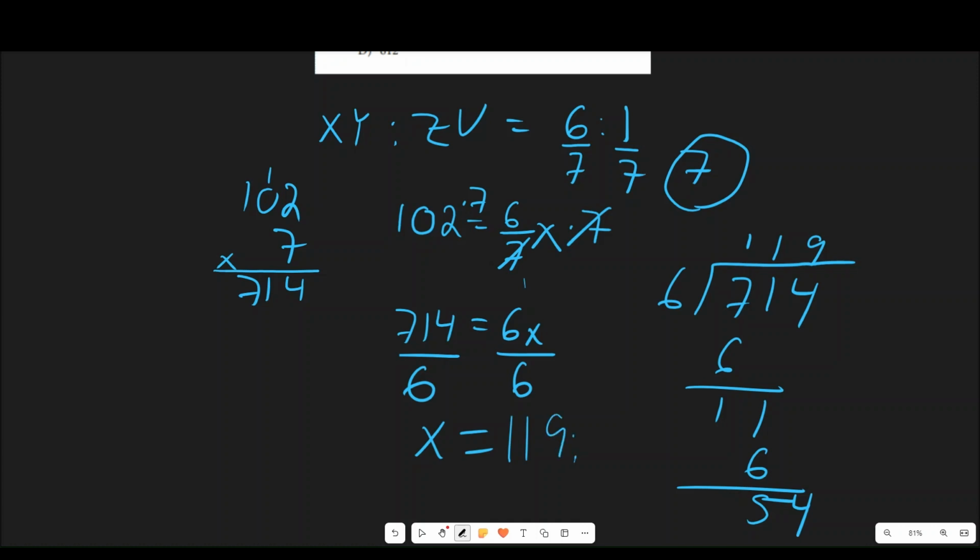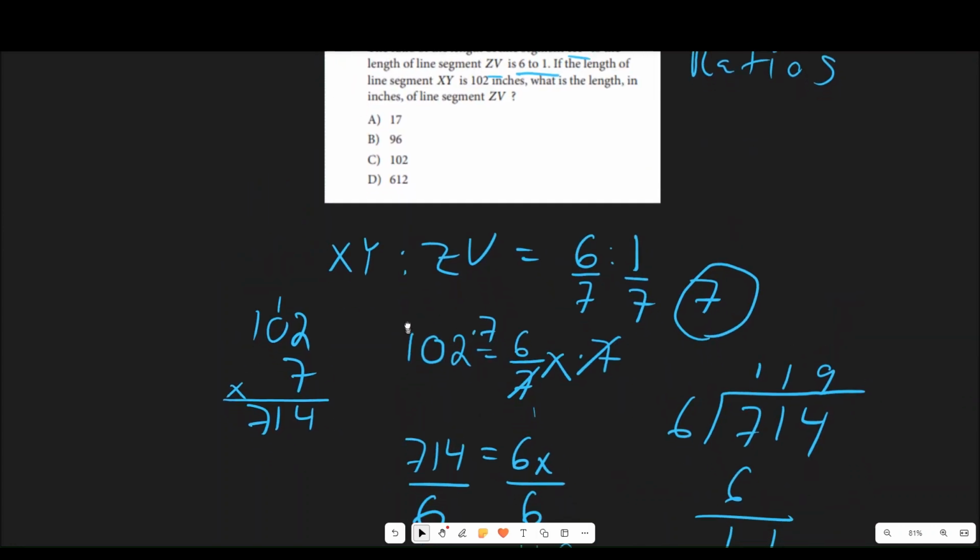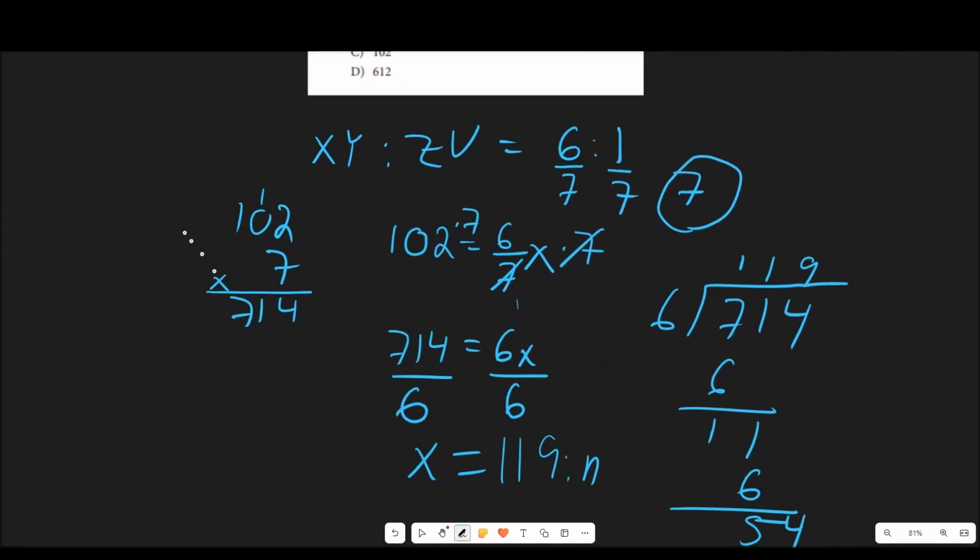So let's see, is there an answer up there that says 119 inches? No, but remember, x isn't our answer actually. We want to know what is ZV, right? And what does x tell us? X tells us the whole. We know that 6/7 of x is 102, or rather 6 parts of x is 102, so the whole of x is 119 inches, okay? So again, with ratios, we just have parts, and the constituent parts make up a whole value, or some whole amount.